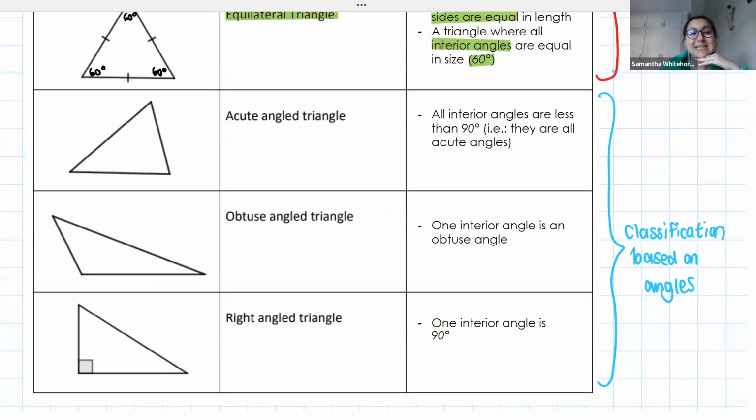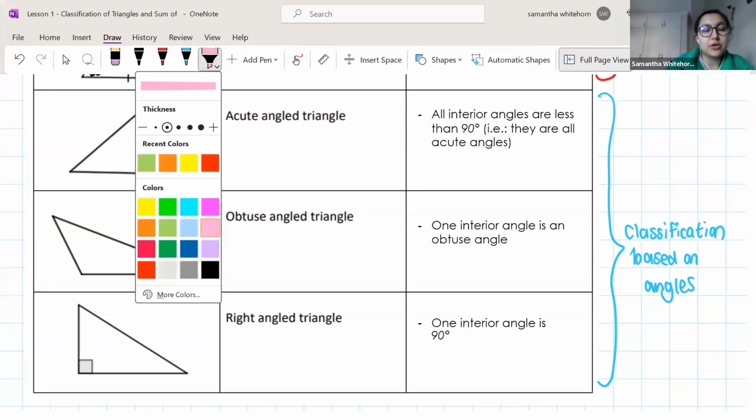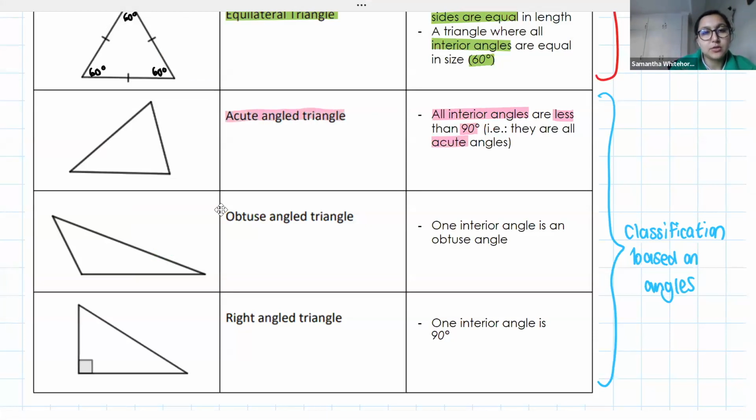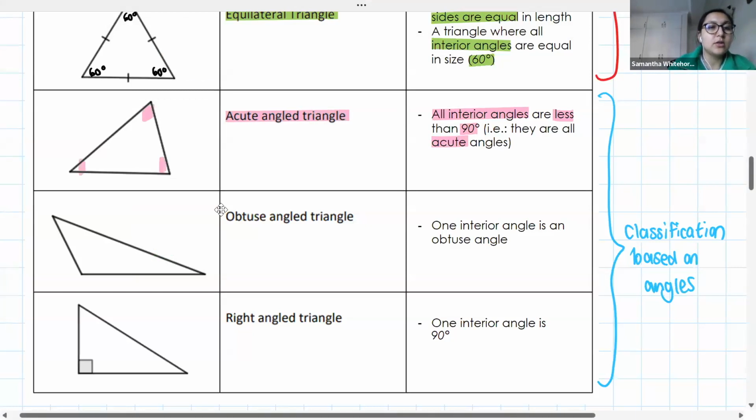Depending on the angles inside our triangle, we can give a classification, a label, to our triangles. So if we have a look at our first triangle here, if you've got a triangle where all of your interior angles are less than 90, basically if they're all acute angles, shockingly, we have what we call an acute angled triangle. So if we look at our diagram, all of these angles in this triangle are clearly less than 90, and so we have an acute angled triangle.